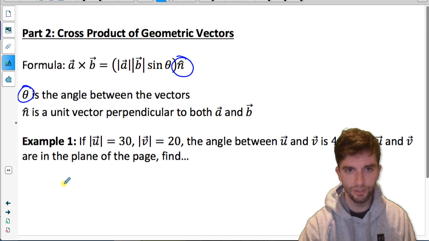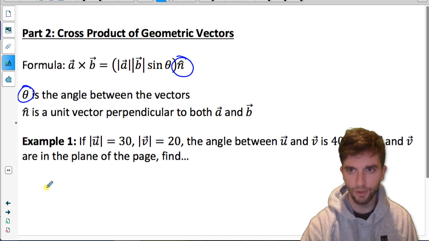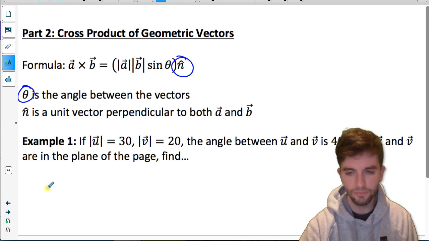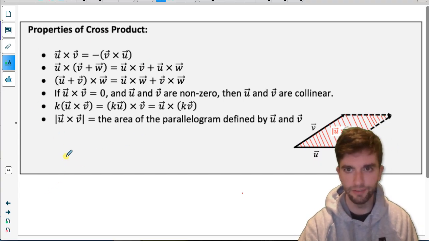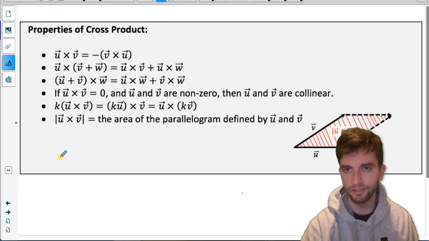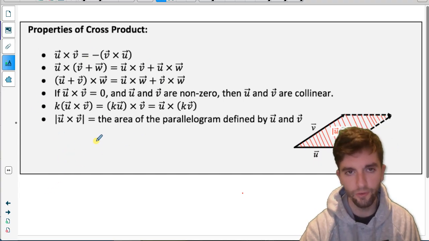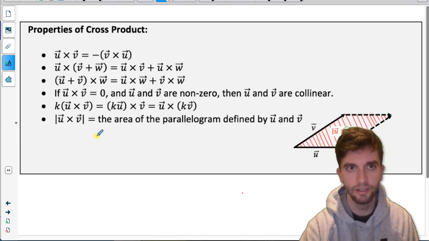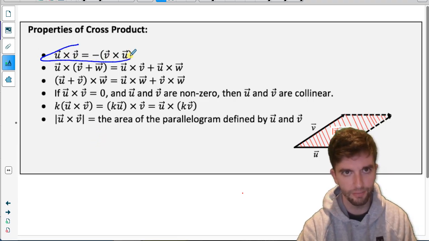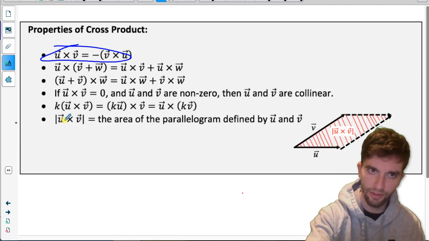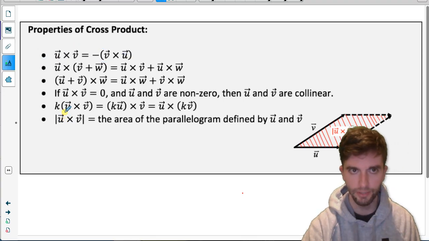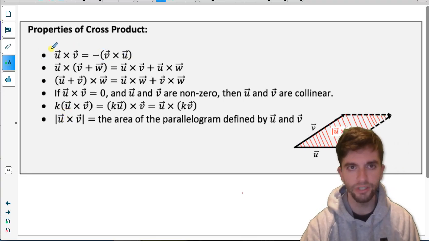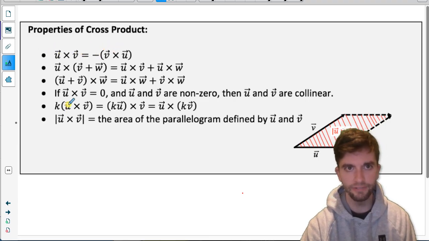Before I actually go ahead and do an example 1, where I calculate a cross product between two vectors, I skipped over this page of properties about the cross product of vectors, and it would be useful for me to go over these quickly with you. So the first property, this is an important one, and you probably already noticed this when I showed you that demonstration in GeoGebra, but U cross V and V cross U are opposites of each other. This is what it's saying. U cross V equals negative V cross U.